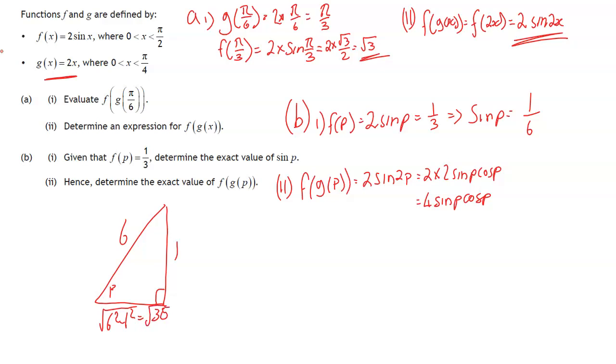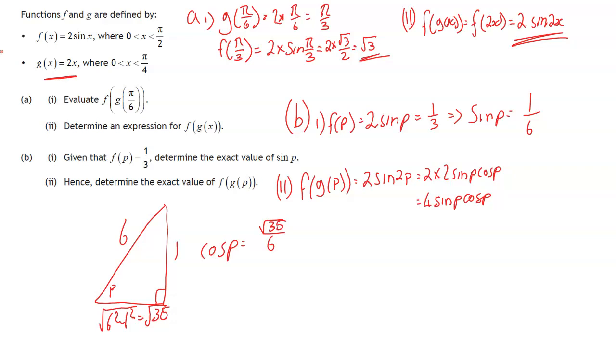Now that I have that, what I'm able to do is construct an exact value for cos p. So I can construct that by using SOHCAHTOA again, but knowing cos is adjacent over hypotenuse. So it's equal to root 35 over 6.